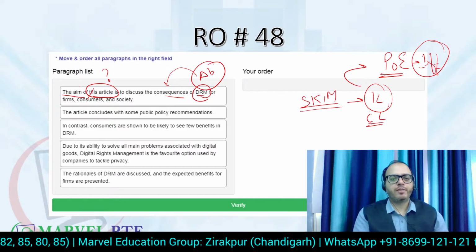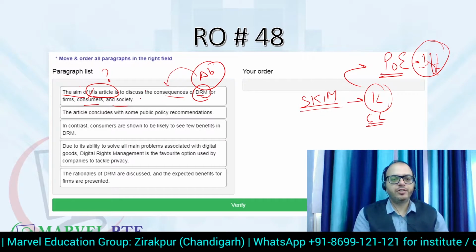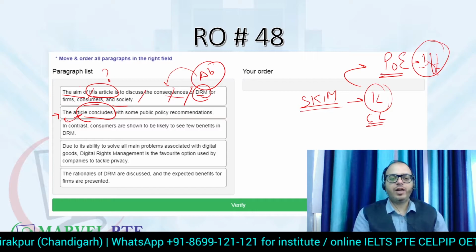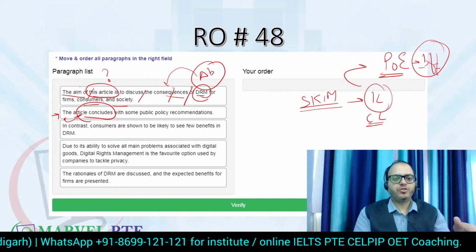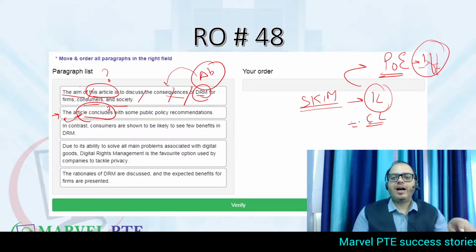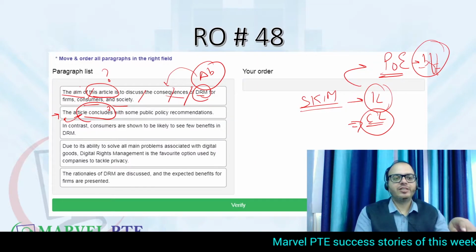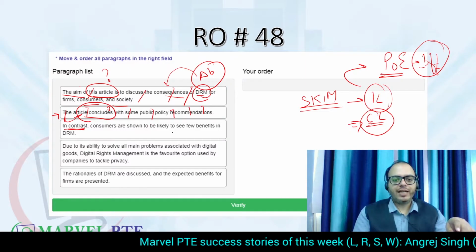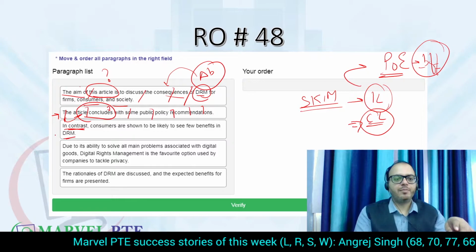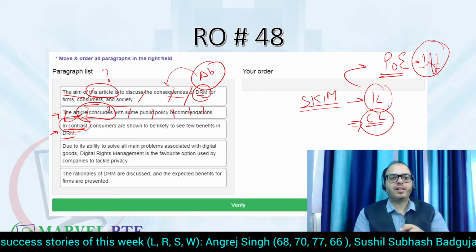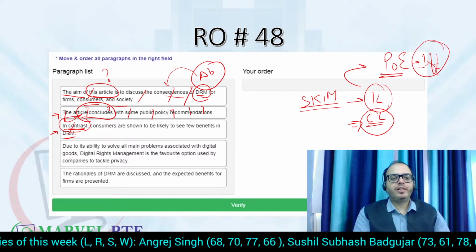But this line is talking about consequences of DRM for firms, consumers and society. The article concludes. First, article has 'the' attached to it. If you have attended our strategy lectures, you know that 'the' is used only when that thing has already been defined earlier. And anyway, there is a word here, concludes. Concludes means it is almost the concluding line, right? So this cannot be your independent line. Next, in contrast, consumers are likely to see few benefits in DRM. Again, in contrast means something must have been discussed earlier for a contrast to come. So that's why this cannot be your independent line also.